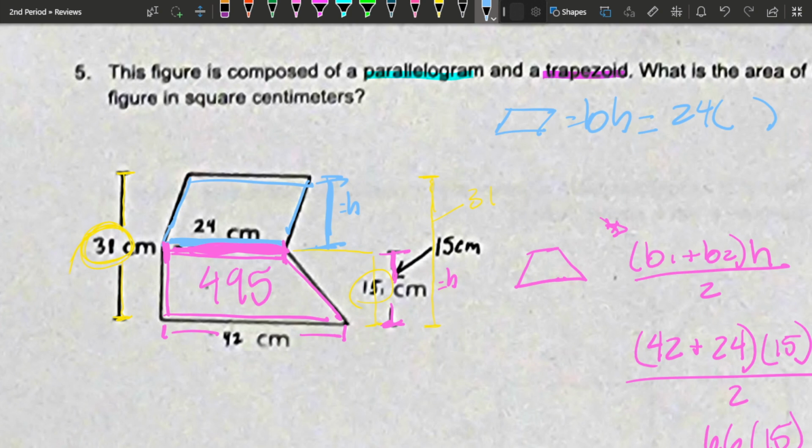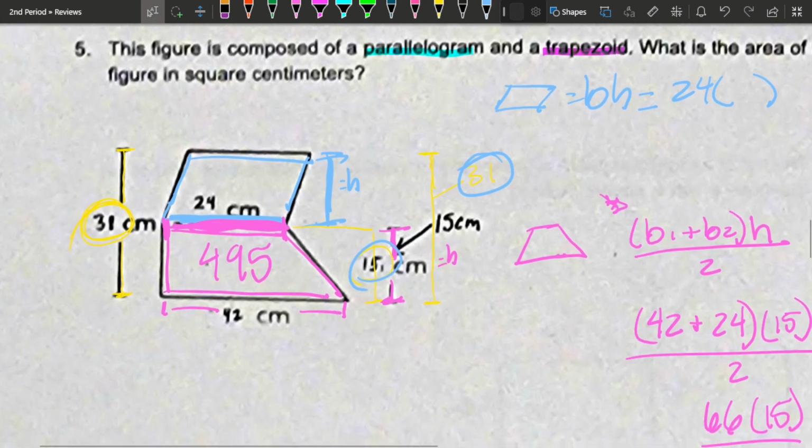It's a keyword. I know all the way from the very bottom of the trapezoid to the very top of the parallelogram is what? 31. I know from the bottom of the trapezoid to the top of the trapezoid is what? 15. Very good. From the top of the trapezoid to the top of the parallelogram is the difference between the whole thing, right? So what do we do? Subtract. 31 minus 15, which in this case is 16. So the height of the parallelogram is 16.